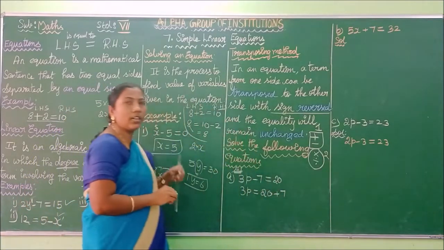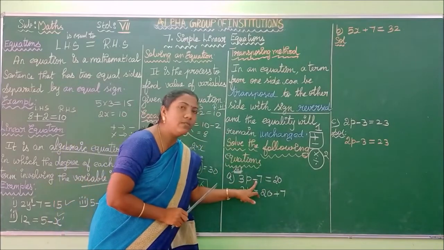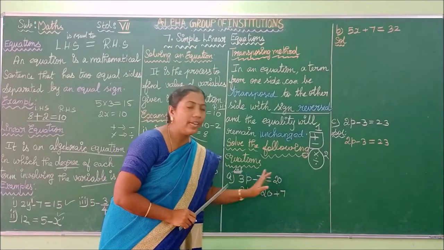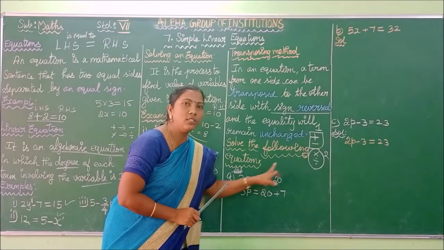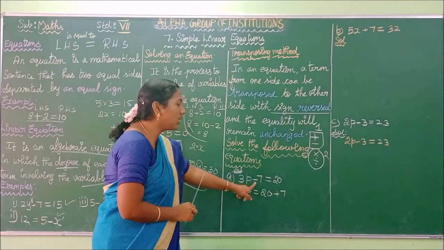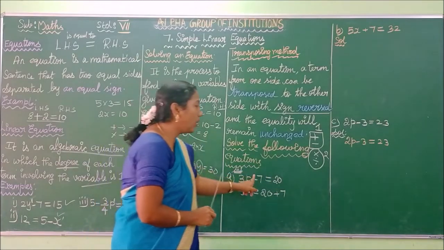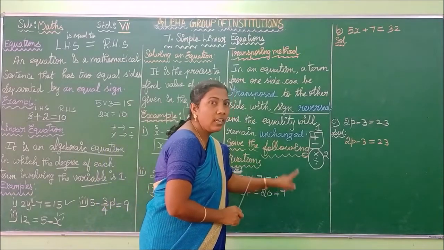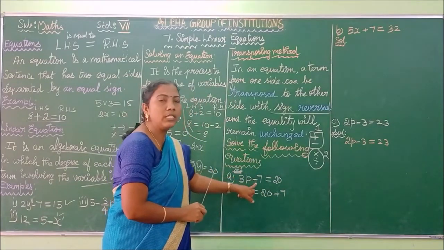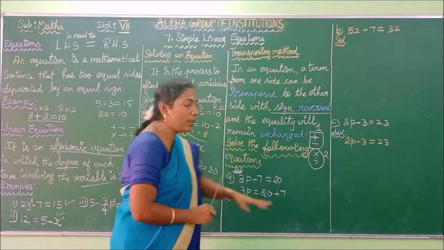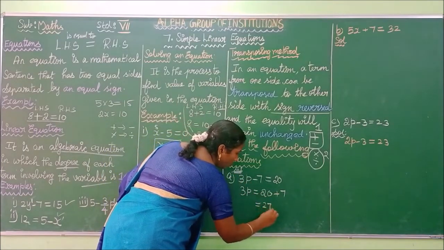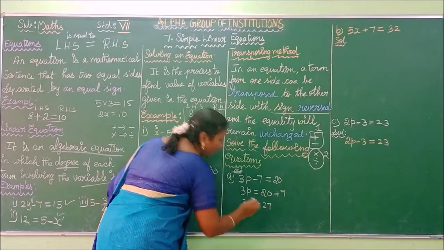Do you understand, children? Now the minus 7 which is on the LHS comes to the right hand side. While you are writing the minus 7 from LHS to RHS, you have to reverse that symbol. Because here it has minus, when you bring it to the right hand side, its sign should be reversed as plus. Suppose here you have plus, then you have to write it as minus. Next step, you have to add these two values. 20 plus 7, 27. Thus 3p equal to 27.